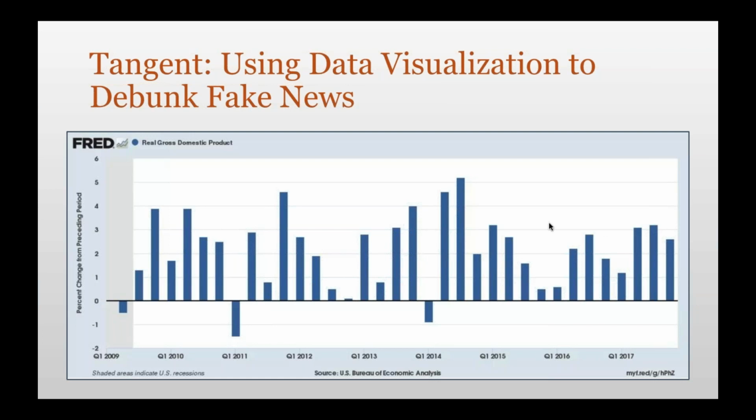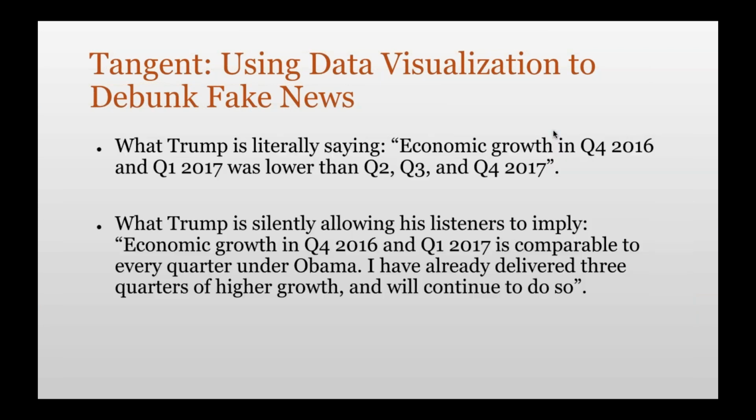It's definitely on the higher end of things, but looking at just an intuition of what the variance of GDP growth is during this recovery, 4% growth isn't super abnormal. So what Trump is literally saying is that economic growth in Q4 2016 and Q1 2017 was lower than Q2, Q3, and Q4 of 2017.